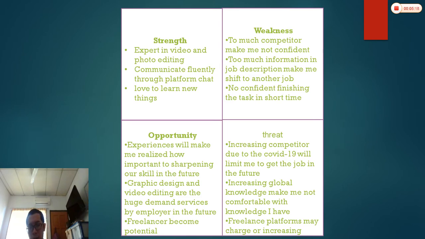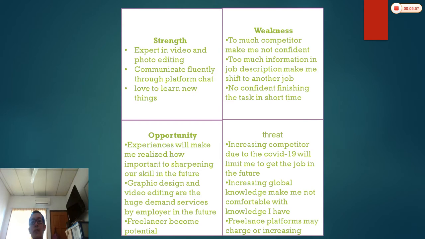Okay, so actually I don't like a contest or job description that has too many requirements, okay? Because if there are too many job requirements in the project or the contest, it will make me not confident to do that job. If there are too many descriptions on that contest or job, I must learn new knowledge or skills required by the contest holder or job holder.